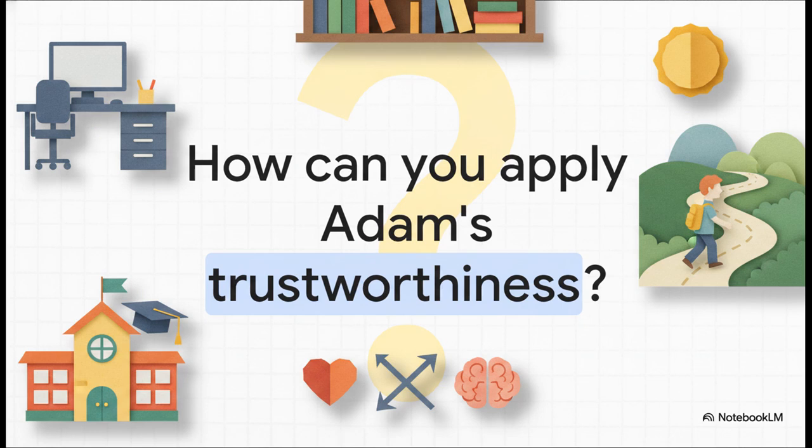So, what does this all mean for us? We've successfully deconstructed the mechanics of this story, sure, but the true power of any fable is how it sticks with the audience long after the story ends. So I want to leave you with this. How can you apply Adam's trustworthiness wherever you go? Whether you're at work, at school, or literally just walking down a sunny road, how are you going to handle your next big moment of choice?